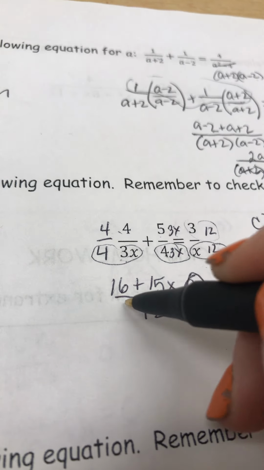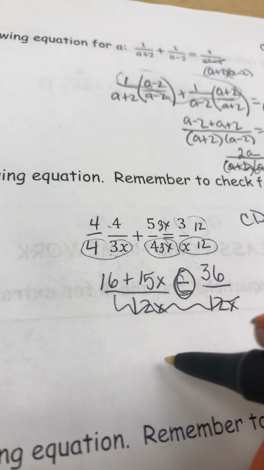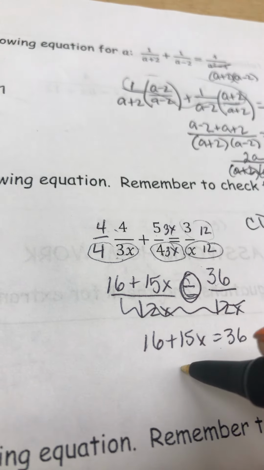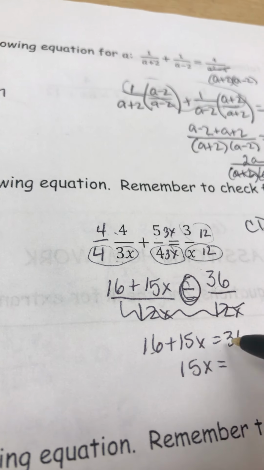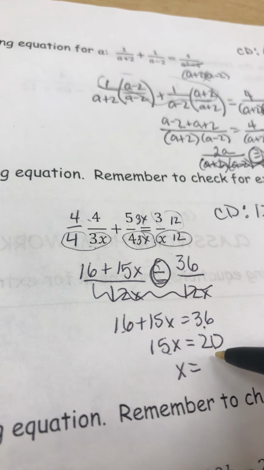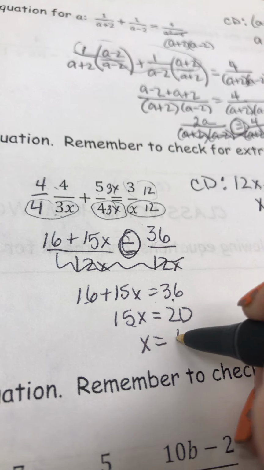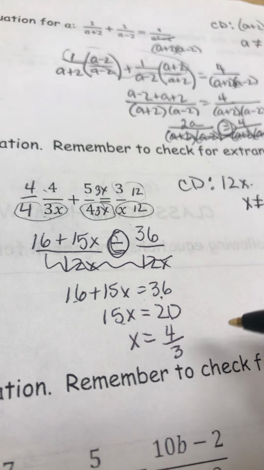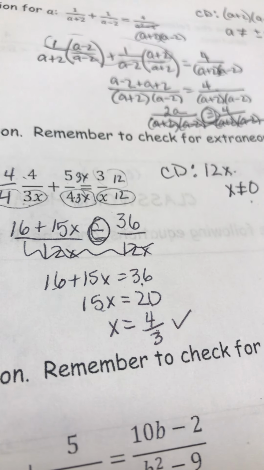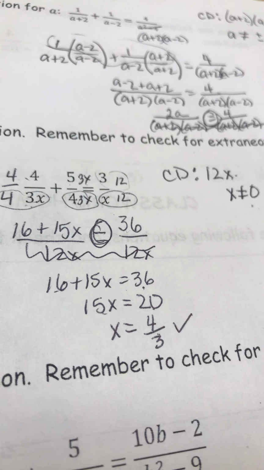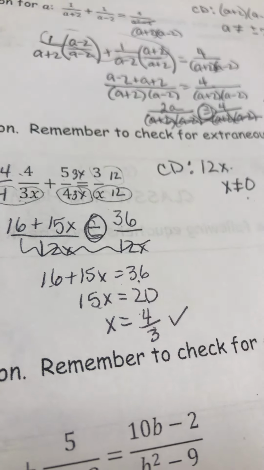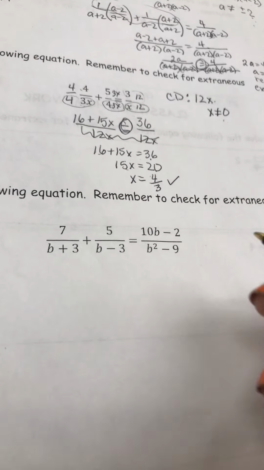Again, we have an equal sign. We can eliminate those. So my actual equation is 16 plus 15x equals 36. So 15x equals, subtract that, we're going to get 20. Divide both sides by 15, and we get 20 over 15, which is really 4/3. The 4/3 does not match with this 0, so this is our answer. Okay, again, you should always check it in the calculator. Replace every x with 4/3 and make sure it checks. Okay? All right, last one.